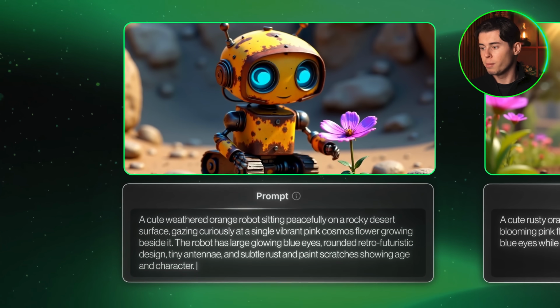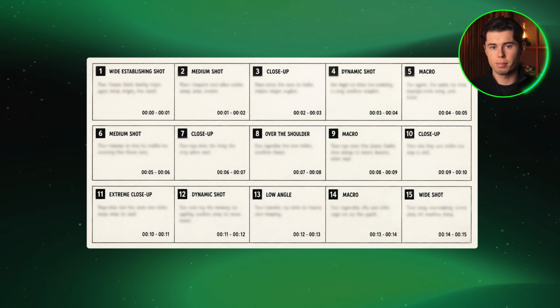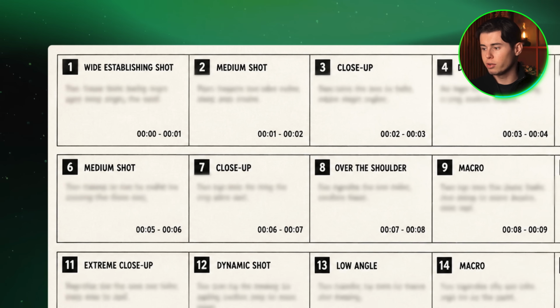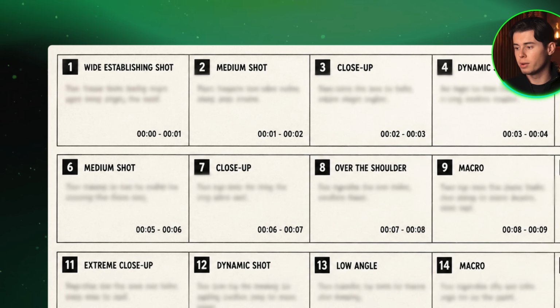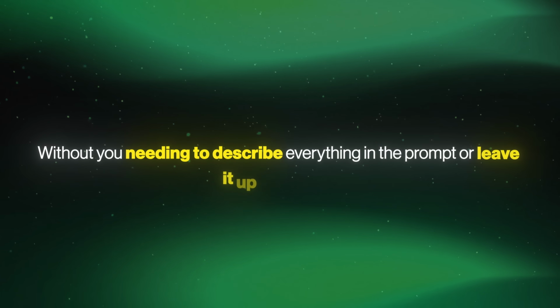So instead of writing a separate prompt for every single shot, I'll build one storyboard sheet with 15 numbered panels, one for every second of the final video. Each panel has a shot type, a one-line action, and a time code, so it looks just like a real shot board. And that matters, because the video model has every single detail it needs to keep your output accurate without you needing to describe everything in the prompt or leave it up to chance.